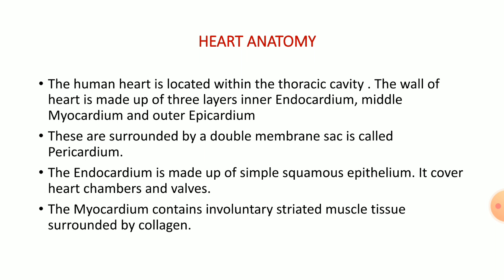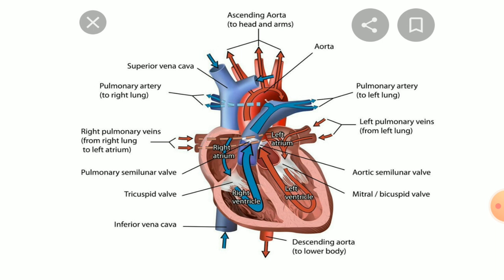There is a diagram which shows the four chambers of the heart, that is the right atrium, right ventricle, then the left atrium and left ventricle. Both the atria are separated by the interatrial septum and both ventricles are separated by the interventricular septum, and atria and ventricles are separated by the atrioventricular septum. The pulmonary artery originates from the right ventricle and the aorta originates from the left ventricle.